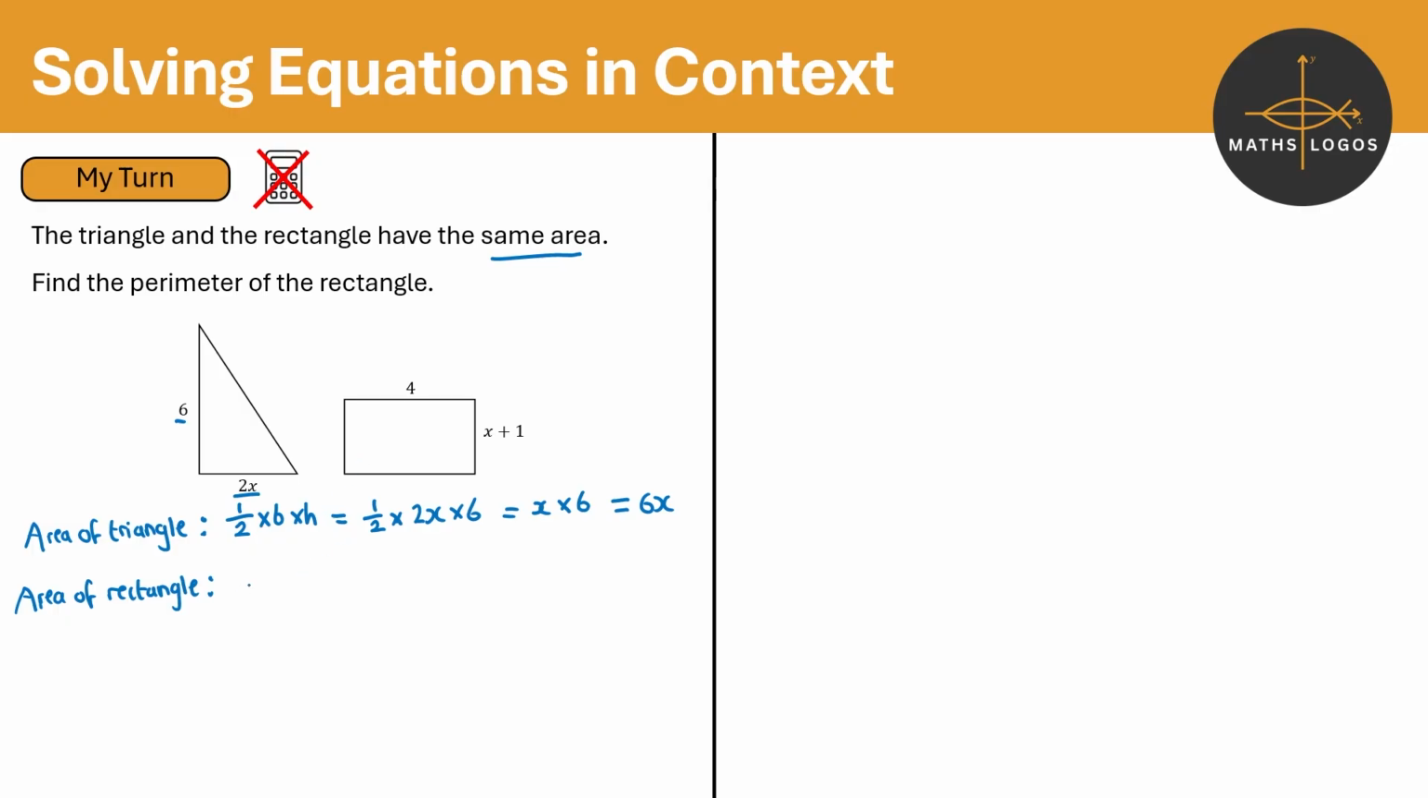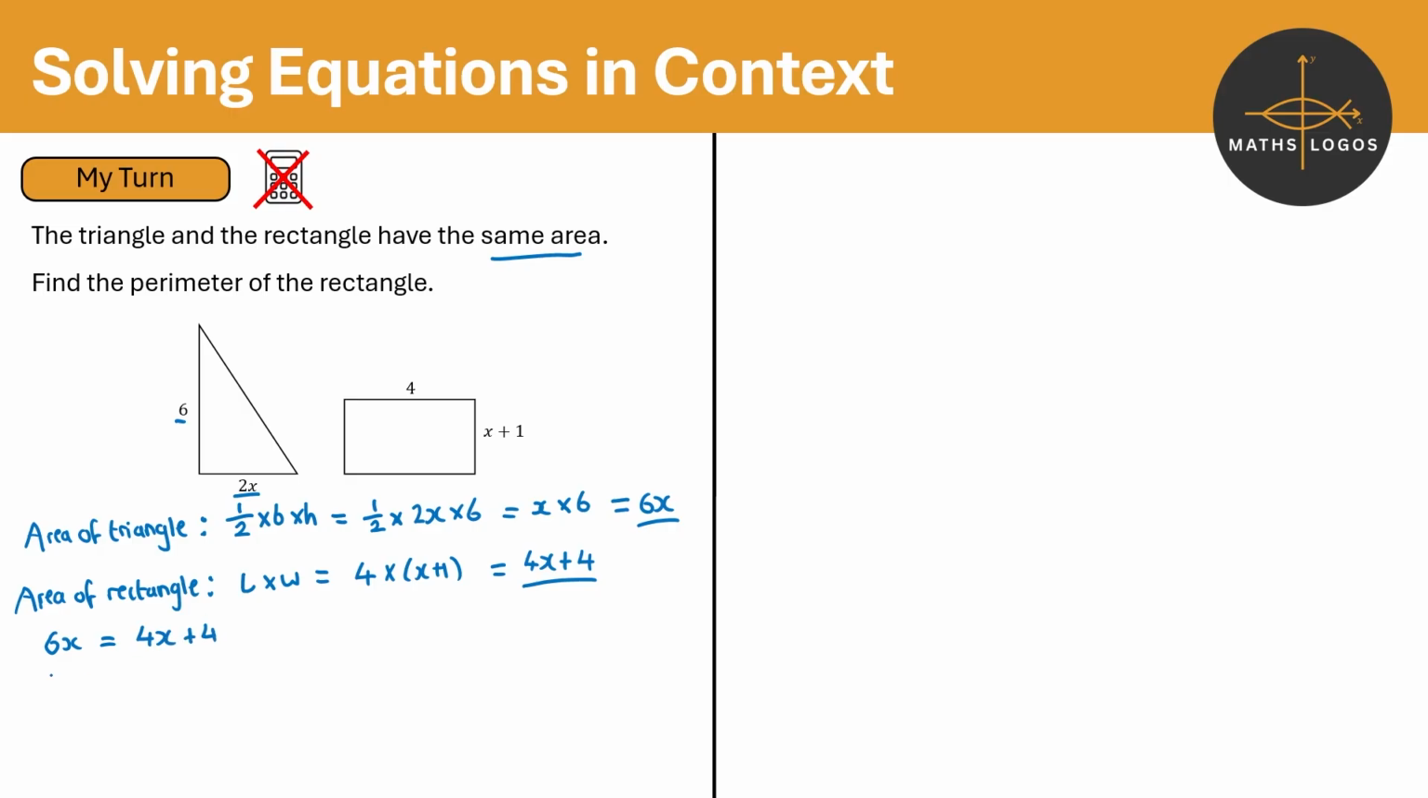The area of the rectangle, well, that's length multiplied by width. In this case, the length is 4 and the width is x add 1. Now I need to be careful to put that in a bracket because I need to do 4 multiplied by x and I need to do 4 multiplied by 1. So 4 multiplied by x is 4x, 4 multiplied by 1 is positive 4. It says the triangle and the rectangle have the same area. So that area of the triangle and that area of the rectangle are equal to each other. So I'll set them equal in the line below. 6x is equal to 4x add 4.